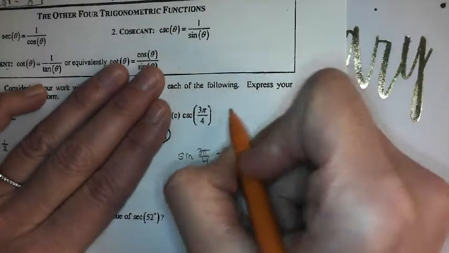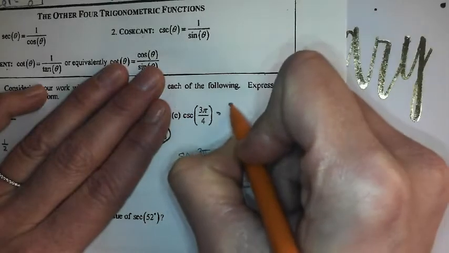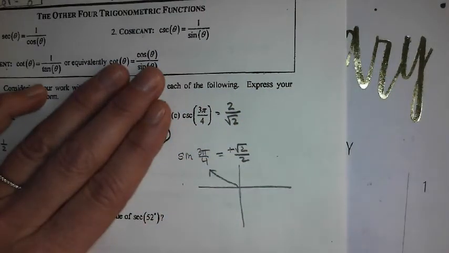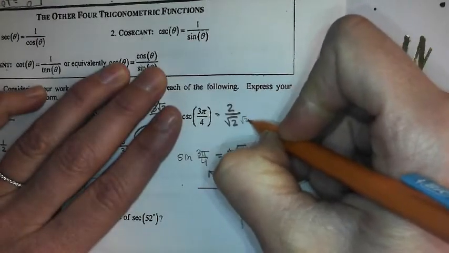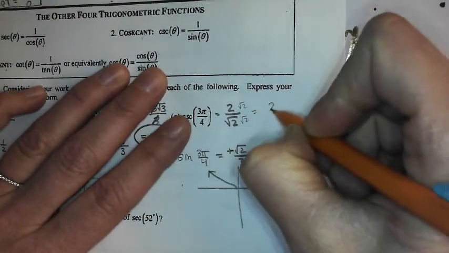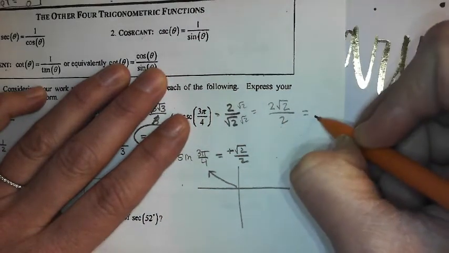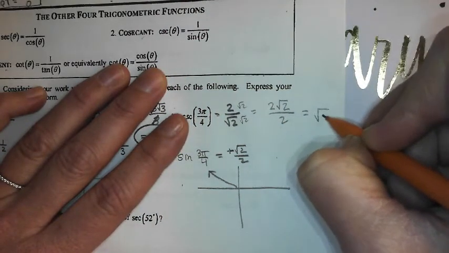So to reciprocate that, I get positive still, but 2 over root 2. Yes, I have to rationalize by multiplying by root 2 over root 2. I get 2 root 2 over 2, which just becomes root 2.